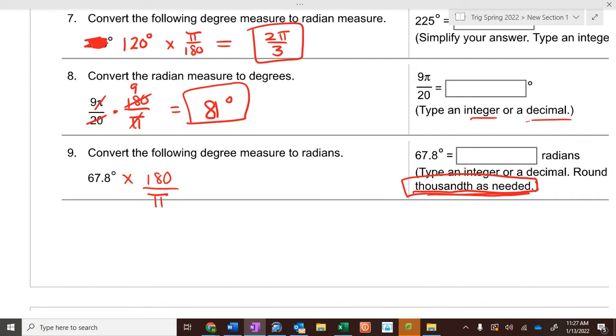All right, 67.8 times 180 divided by pi, what do we get?